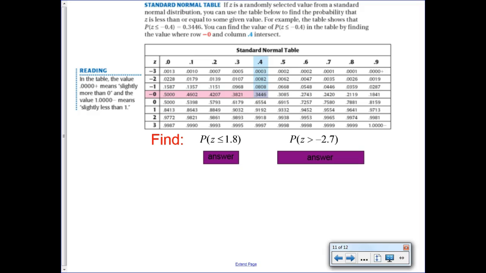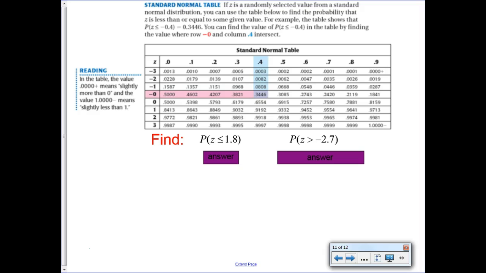So if you want to know where z is less than or equal to negative 0.4, we need to go to negative 0, which seems a little counterintuitive, but negative 0, and then go along the columns until you get to 0.4. And so you can see where it matches up at 0.3446. If you want to know where it's greater than negative 0.4, then you would just do 1 minus that value because it would give you everything else.